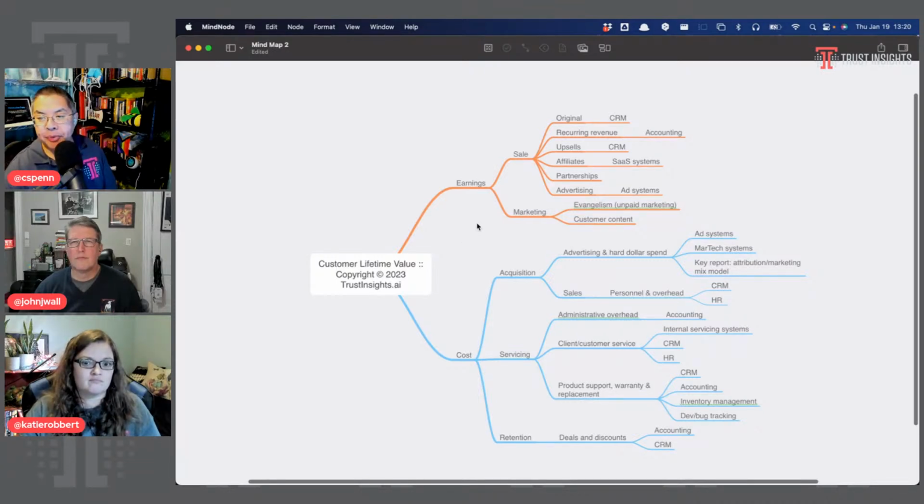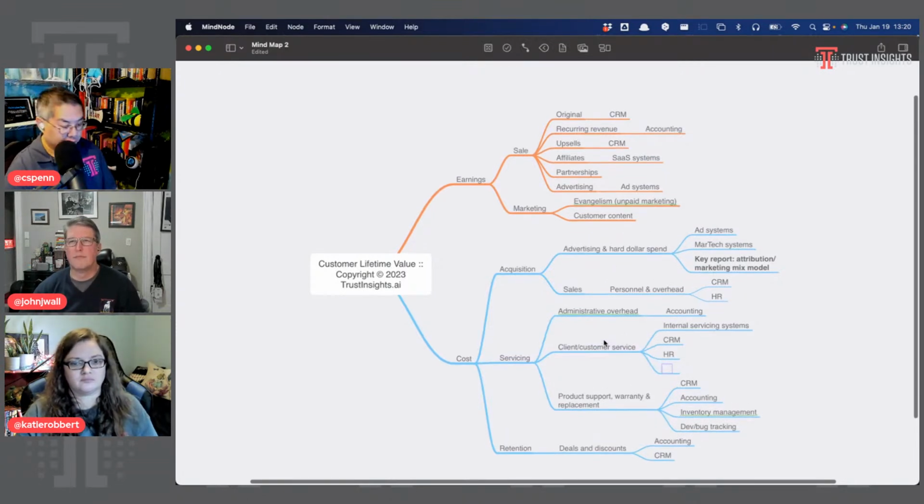So I put here, the key report for advertising hard dollar spend, if you want to tweak that, is either an attribution model or a marketing mix model or a media mix model, whatever you want to call it. Sure. That would be an appropriate report to look at, to say, okay, I need to control costs in this area. Like in client and customer service, your key report is going to be something like customer hold time, right? Or customer call time. How much time are you spending on each account?